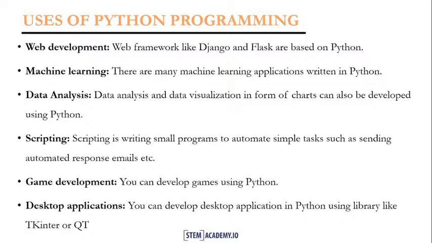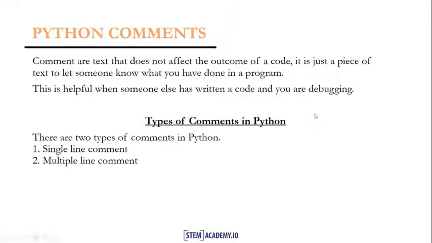In our next slide, we will learn about comments in Python. Comments are text that does not affect the outcome of a code. It is just a piece of text to let someone know what you have done in a program. This is helpful when someone else has written a code and you are debugging it. Types of comments in Python. There are two types of comments in Python: single line comment and multiple line comment. In our next slide, we'll continue learning about comments in Python.